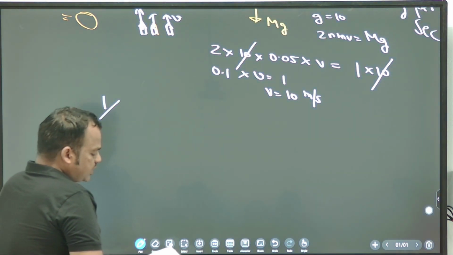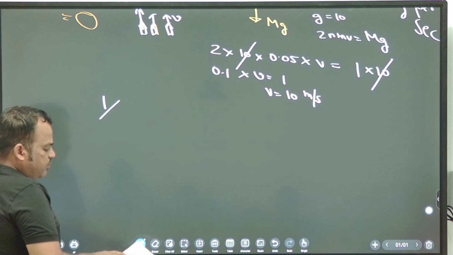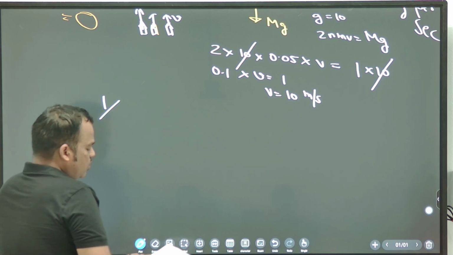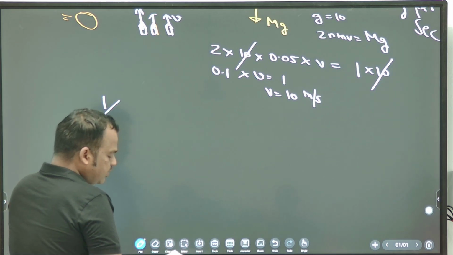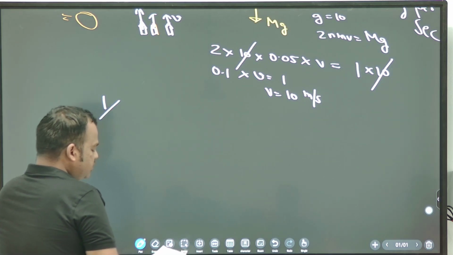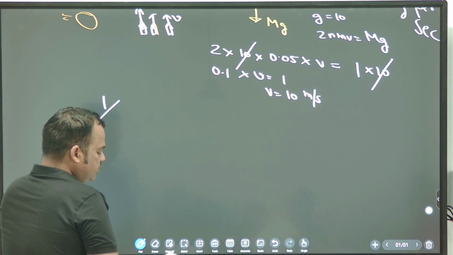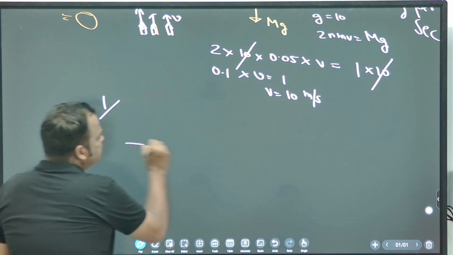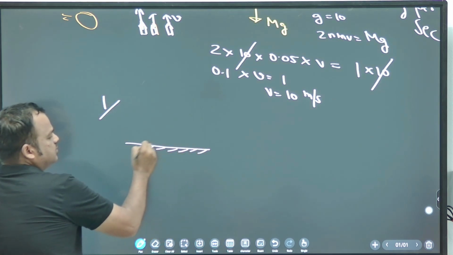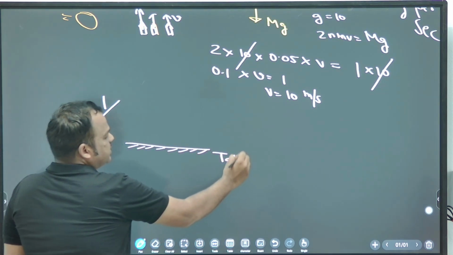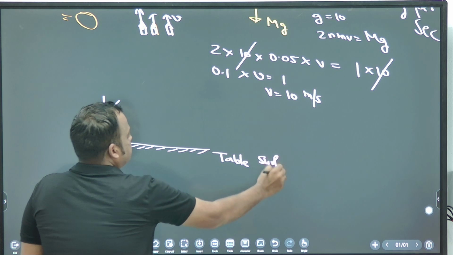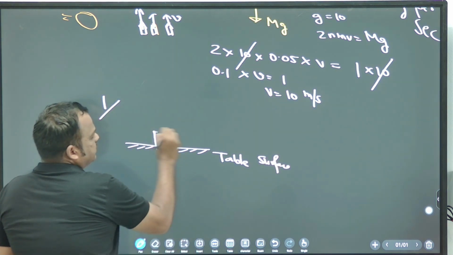Book is lying on table. What is the angle between action of the book on the table and reaction of the table on the book? This is the surface, this is table, surface, book is kept, this is the book.